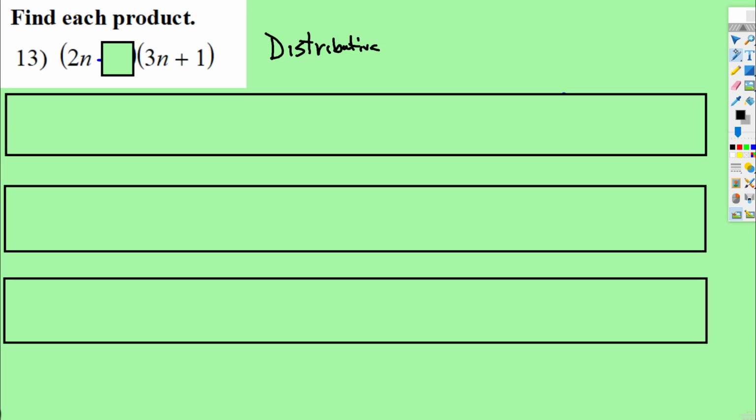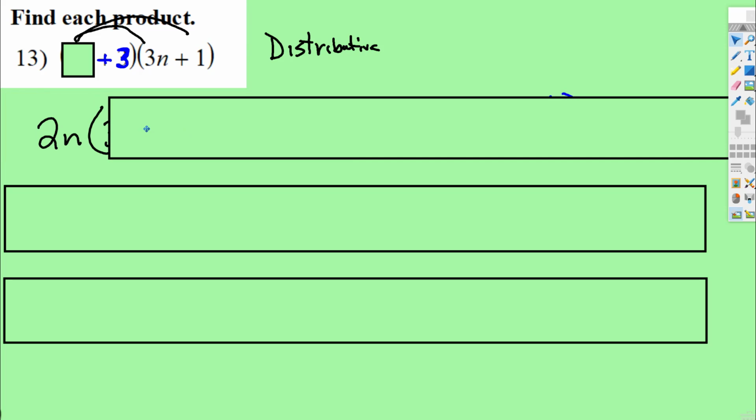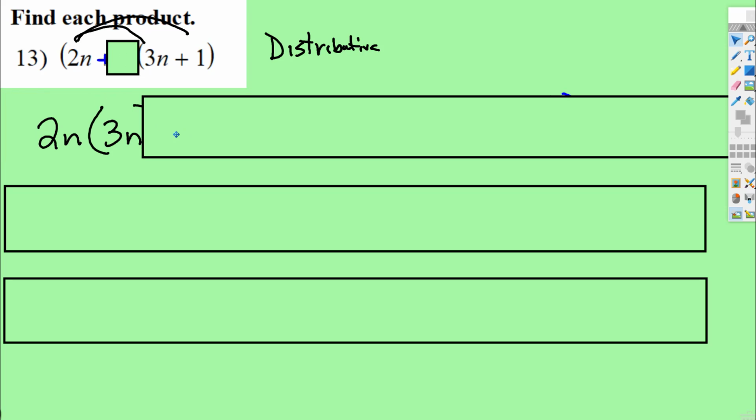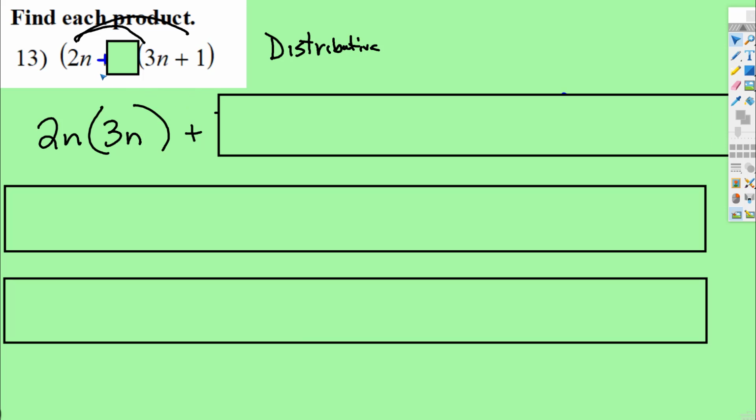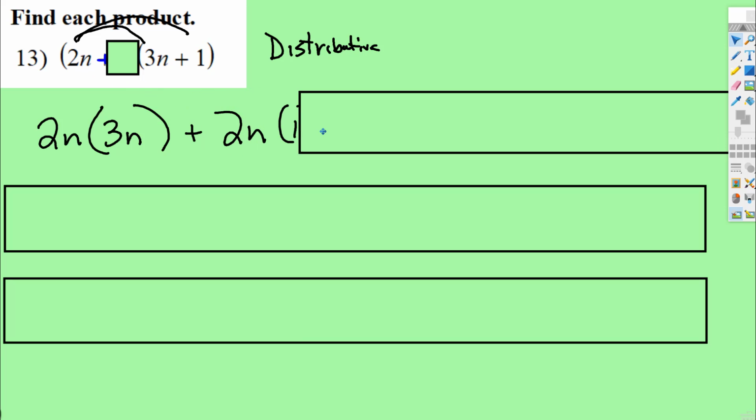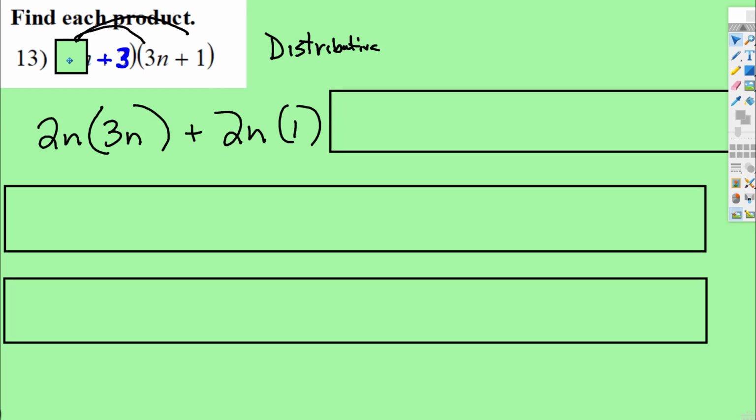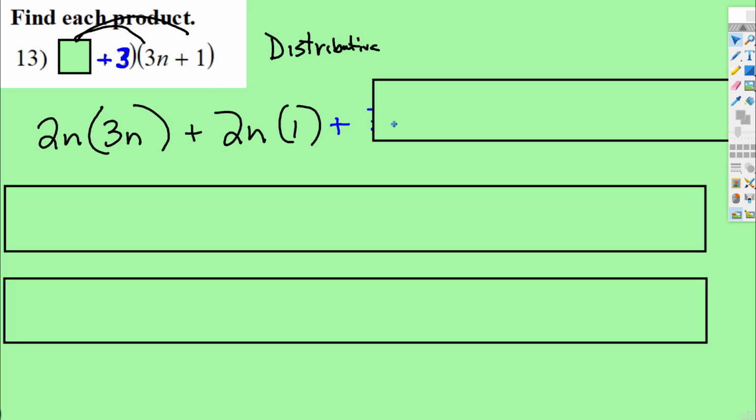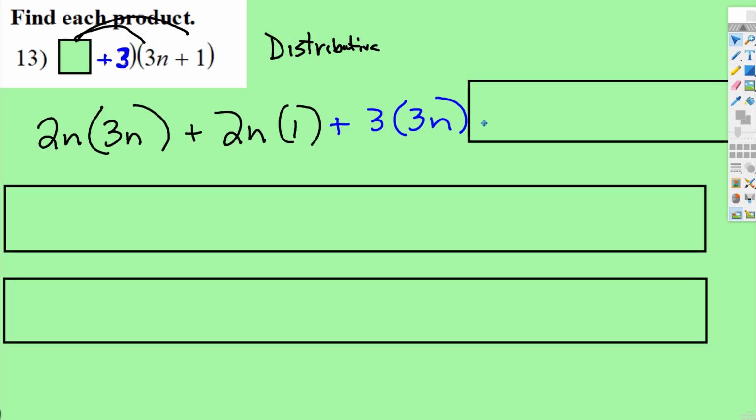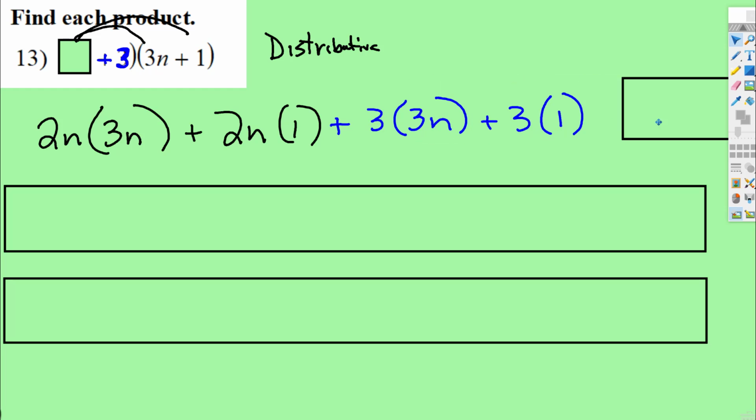So when you're doing the distributive, pretend that one of the terms in the first parentheses doesn't exist, and you just have 2n times 3n and 2n times 1. And once you do that, you can cover up the 2n, and then you have positive 3 times 3n and positive 3 times 1, which is what I did here. 2n times 3n, since that's positive 2, plus 2n times 1. And then I covered that up, and then we have positive 3 times 3n and positive 3 times 1. And then you just simplify.